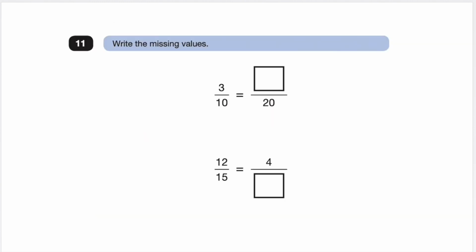Question 11 says, write the missing values. Now, what can we see here? An equal sign. So we know that these fractions must be equivalent. 3/10 must be equivalent to something over 20. And again, we have an equal sign down here. So 12/15 must be equivalent to 4 over something. So how did I get from 10 to 20? I times by 2. So therefore I must do the same to the numerator. Times it by 2. 3 times 2 is 6. 3/10 is equivalent to 6/20.